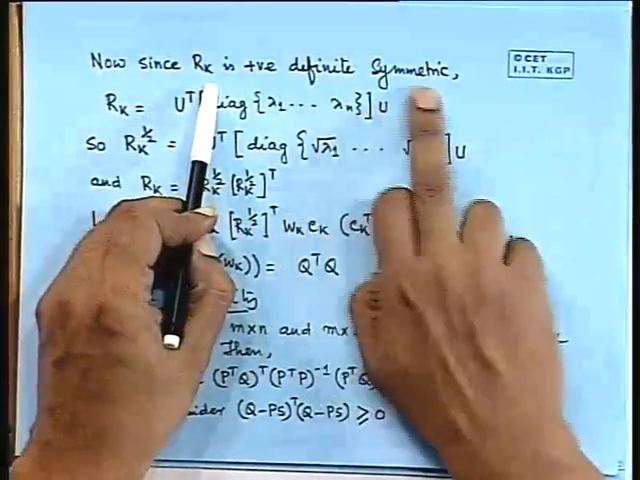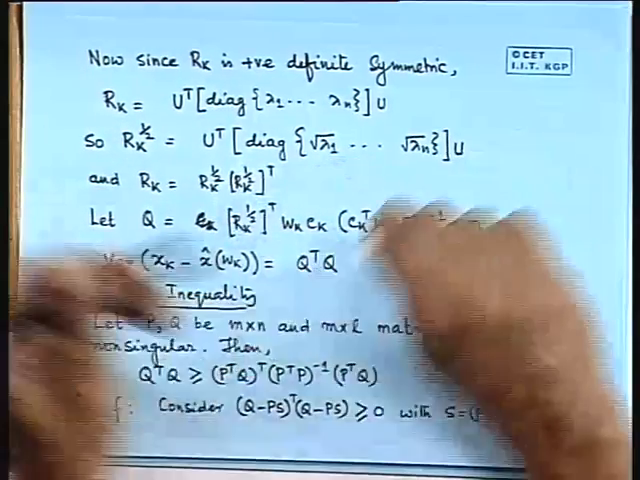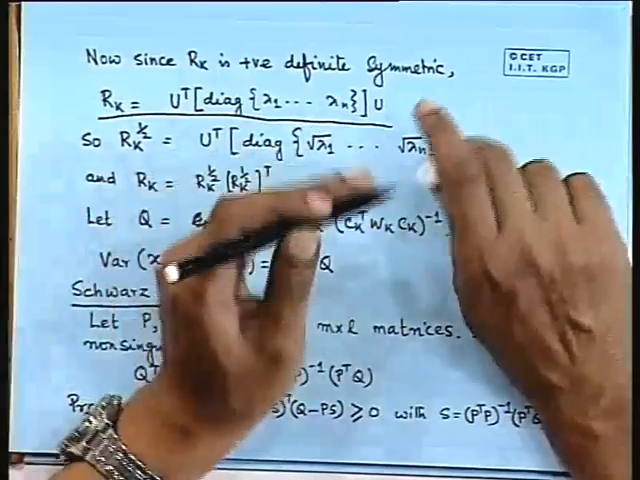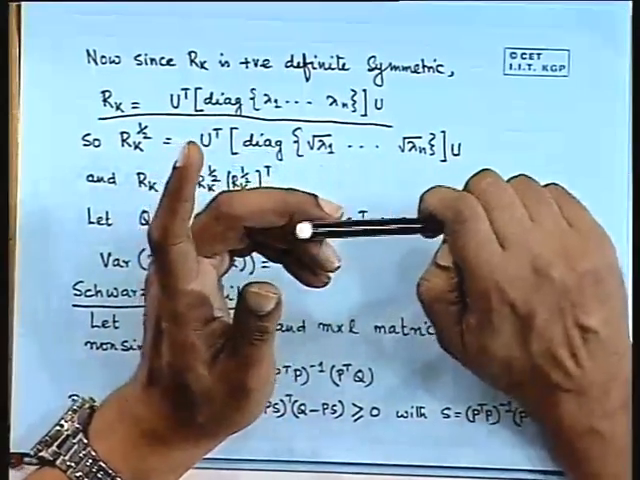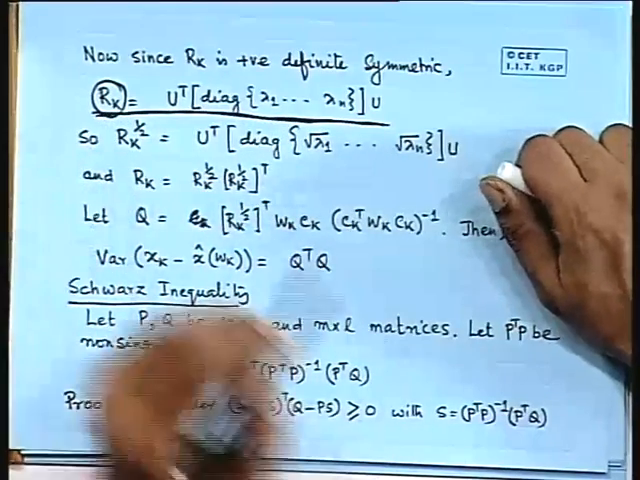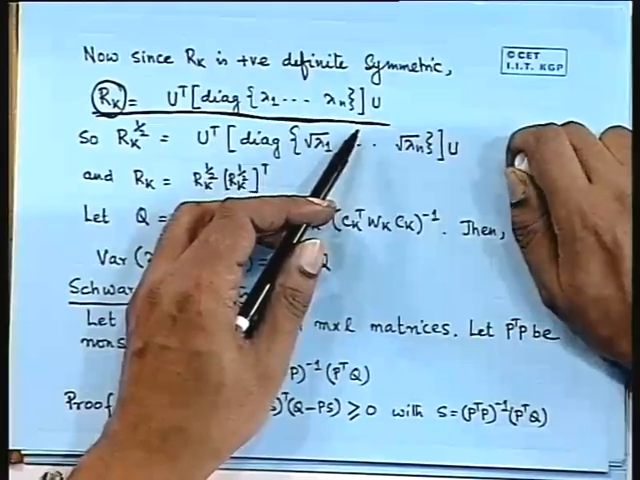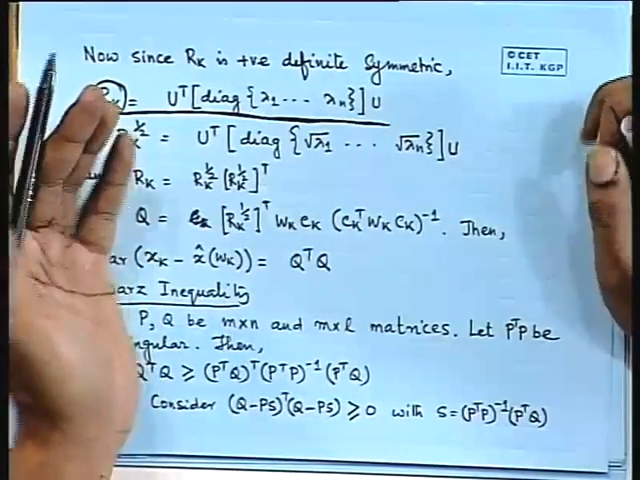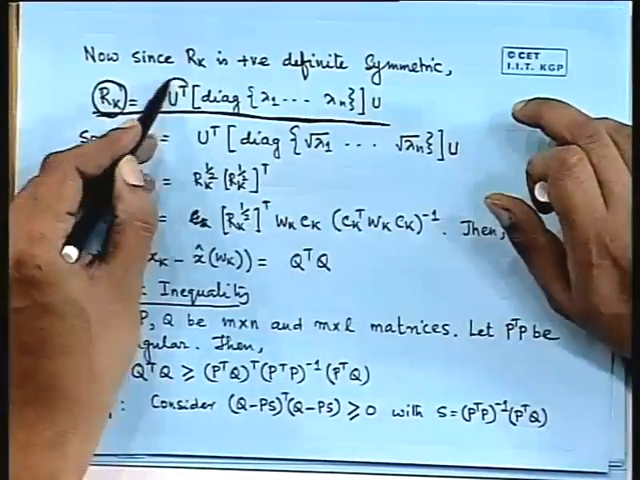So first I say that since RK is positive definite symmetric, I can break it down. Remember that when we made coordinate transformations for the adaptive filters, we made a coordinate transformation based on eigenvectors, and then it became decoupled. Any symmetric positive definite matrix can always be broken up like this. This is called a UDU transpose factorization of the matrix. This is always possible, a standard matrix algebra result. These U's are called unitary matrices, where U transpose equals U inverse, and this is a diagonal matrix.